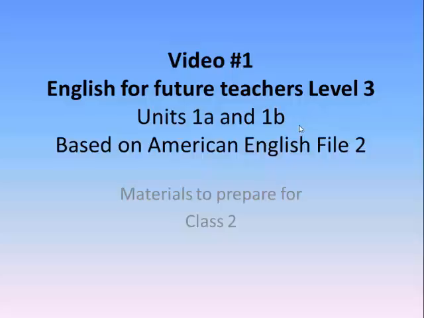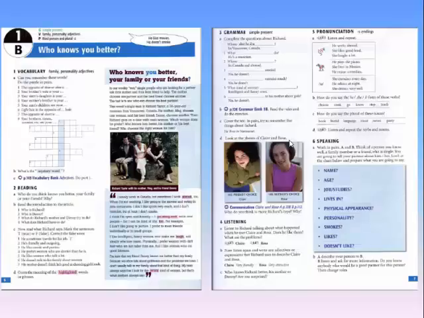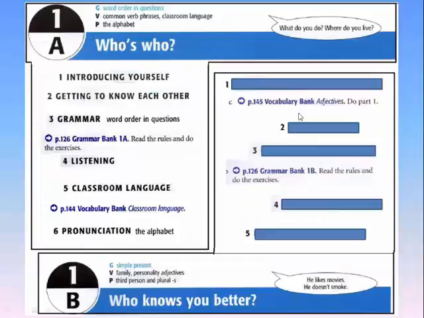Remember, this is video number 1, English for Future Teachers, Level 3. We studied Unit 1A, now we will study 1B, and these are the materials you need to prepare for Class 2. Here we have a general view of Unit 1B, and let's analyze what we will study. Remember, Unit 1B is Who Knows You Better? And we will study simple present, family personality adjectives, and the pronunciation of the third person singular in simple present, and the plural S in nouns.